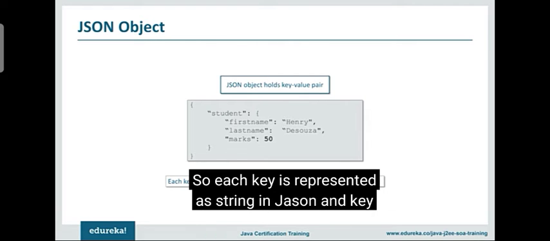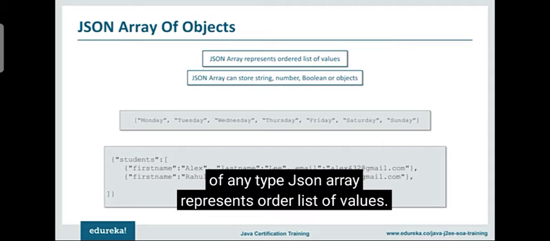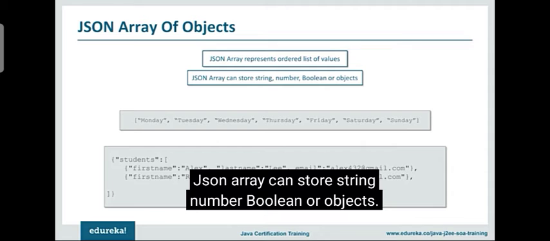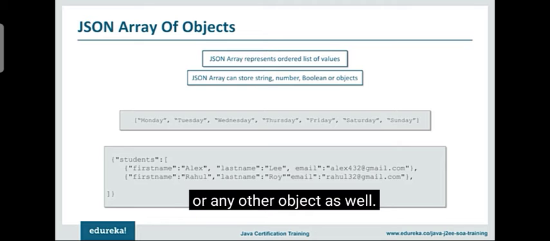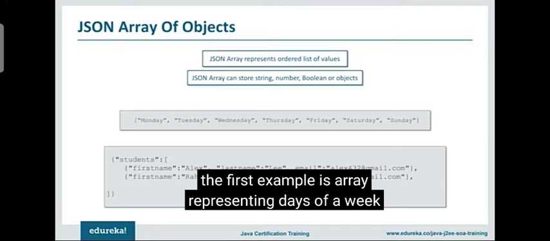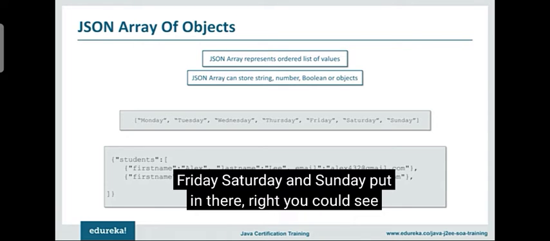So each key is represented as a string in JSON, and key is always a string in JSON, and the value can be of any type. JSON array represents an ordered list of values. It is always ordered. JSON array can store string, number, boolean, or objects. It can have string, it can hold number, it can hold boolean, or any other object as well. So here you can see the first example is an array representing days of a week, and you could see Monday, Tuesday, Wednesday, Thursday, Friday, Saturday, and Sunday put in there, right?